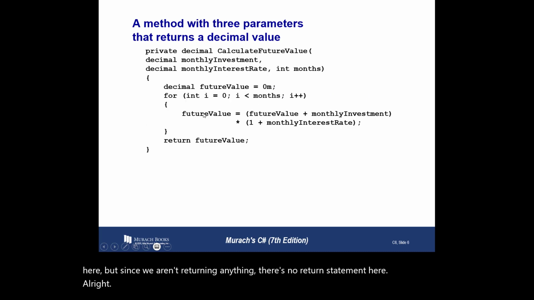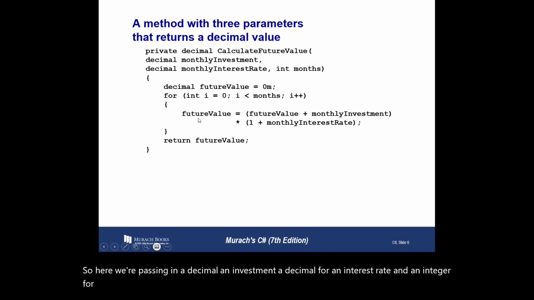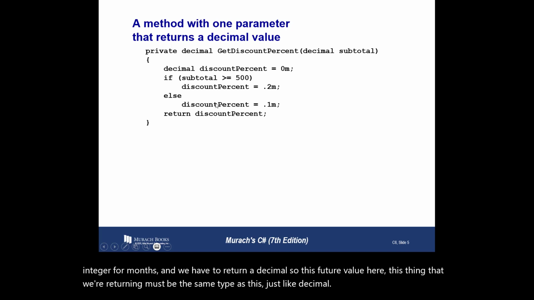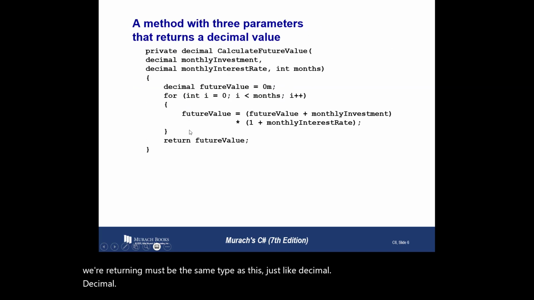Okay. You can pass as many parameters into a method as you need to pass in. So here we're passing in a decimal for an investment, a decimal for an interest rate, and an integer for months. And we have to return a decimal. So this future value here, this thing that we're returning, must be the same type as this. Just like decimal, decimal. Nothing, so we don't have to worry about it.